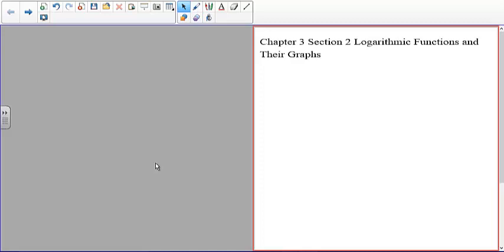Okay, so section 2 is talking about logarithmic functions and their graphs, just like we talked about exponential functions and their graphs in section 1. So the logarithmic function is related to the exponential function. It has a base as well. And so let's just go to the next page.